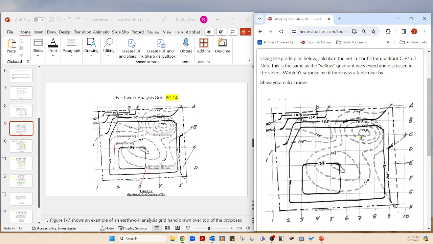So CE 5, 7. That is this quadrant right here. Over here, it's this guy, and over here it would be defined as BC 3, 4. This quadrant right in here, BC 3, 4. So this is the same as this.